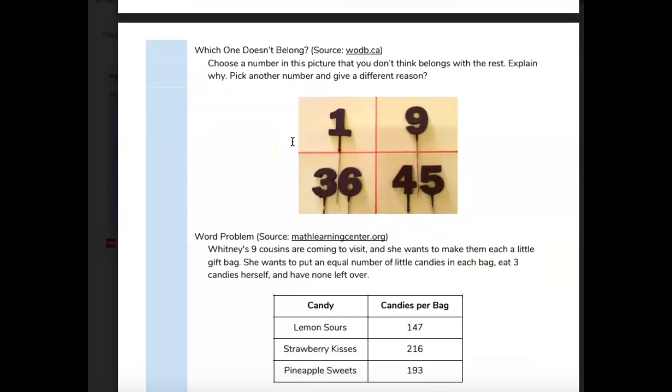It says, which one doesn't belong? Choose a number in this picture that you don't think belongs with the rest. Explain why. Okay, so we're not going to use math to do this really. There's no connection between the 1 and the 9 and the 36 and the 45 or the 1 and the 36 or anything like that. So what I came up with when I looked at this is I said that the 1 doesn't belong.